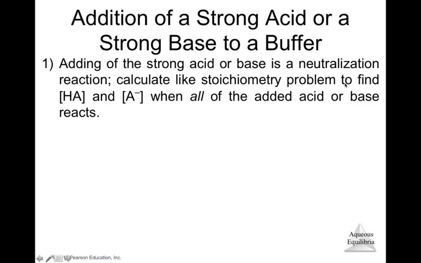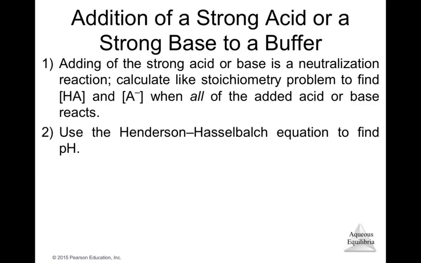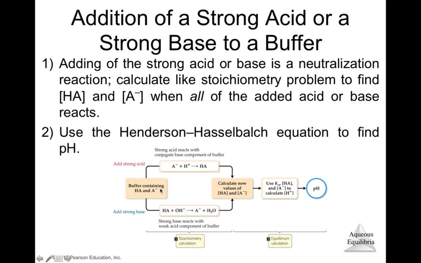Calculate like a stoichiometry problem to find the concentration of HA and A minus when all of the added acid or base react. So that's the first part that we're going to do. We're going to determine the final concentration of the species that are part of that buffer that result from the reaction with the strong acid or strong base added to the system. And then when we find those concentrations, we can use the Henderson-Hasselbalch equation to find the pH of that solution. So here we have the buffer, where you have the acid and the conjugate base.